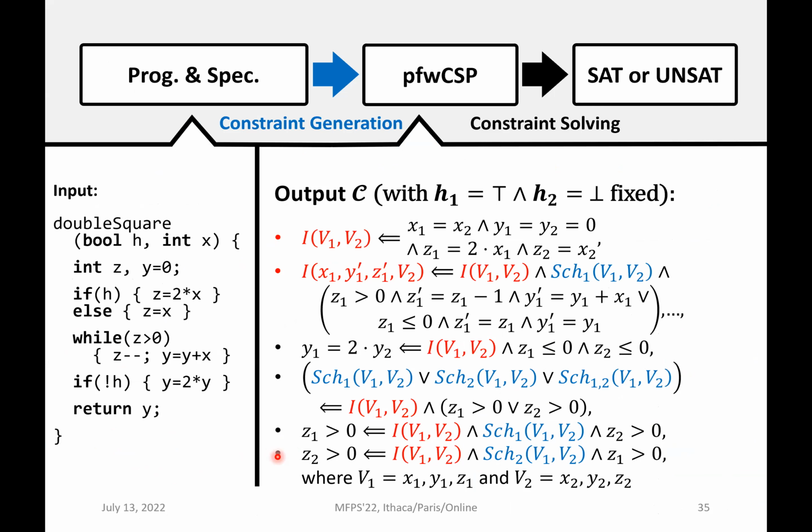Okay, let me explain. So the synthesis problem can be expressed. We express the synthesis problem as a constraint solving program. From the given input, we automatically generate a set of constraints like this. I will not go into details of the constraint, but I will explain the set of constraints intuitively.